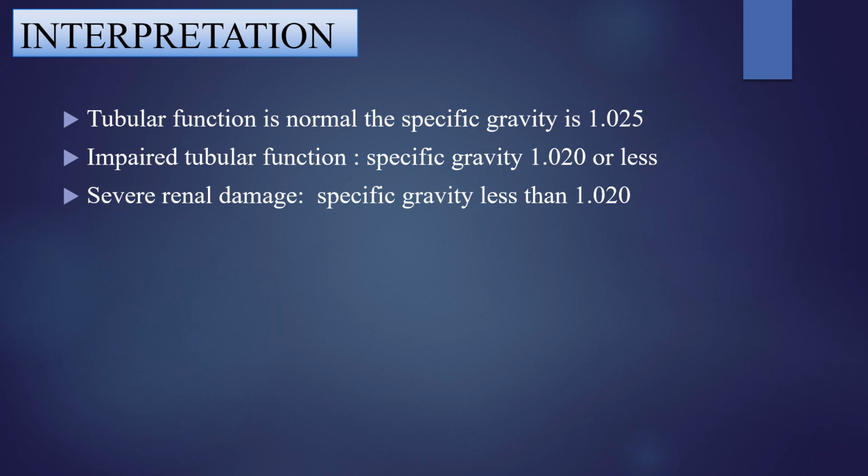And then the interpretation of this Fishberg concentration test is, if the tubular function is properly functioning, if the tubular function is normal, then the specific gravity is 1.02. If the tubular function is impaired with some other diseases, because some other diseases mean it can't work properly, the specific gravity of urine is 1.02 or less. In severe renal damage, the specific gravity is less than 1.02.